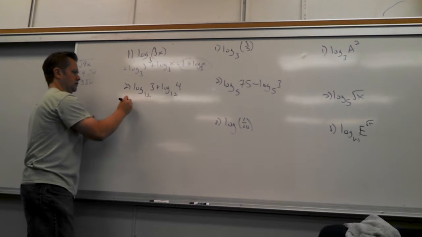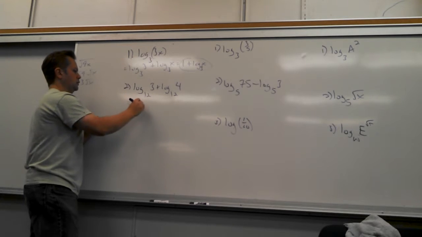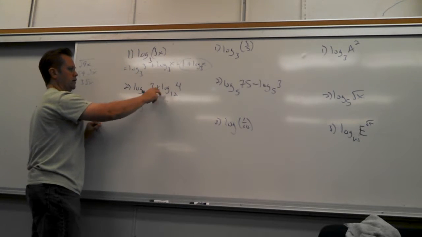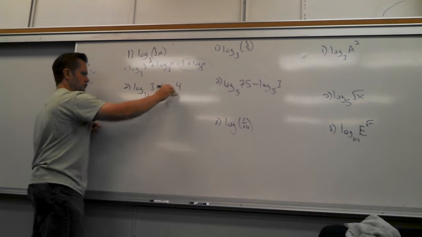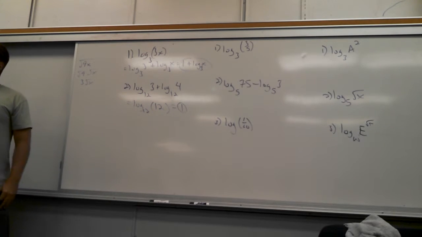This guy's nice. What can you do here? Log 3 times 4 is 12. Yeah, the opposite, right? It's the opposite of this. Put them back together. Log base 12 of 12, which is 1. Kick ass.